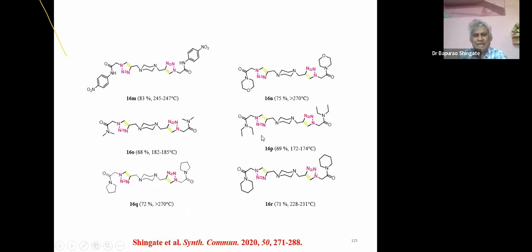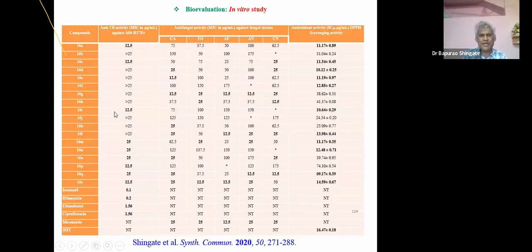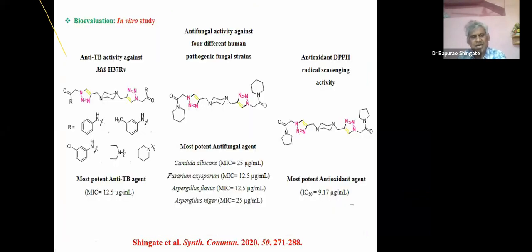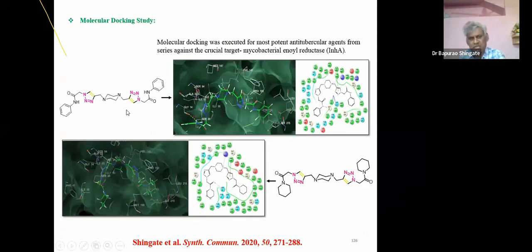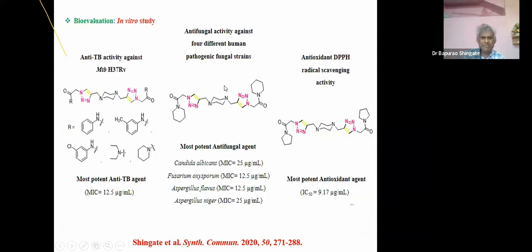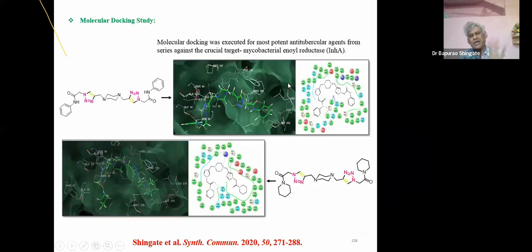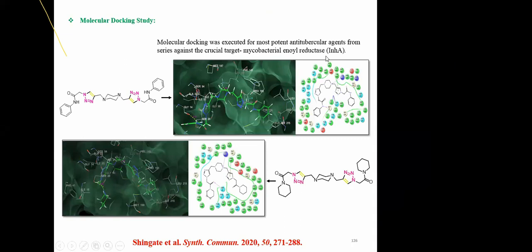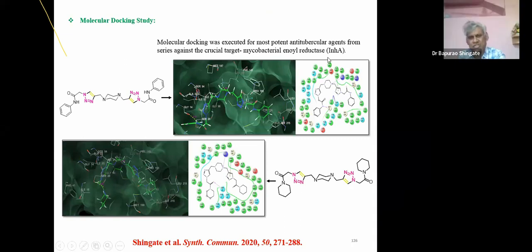and the click reaction led to the dimeric triazoles, and these are the structures of dimeric triazoles, screened for their anti-tubercular activity, antifungal activity, as well as antioxidant activity. And the bold figures show excellent tubercular activity, excellent fungal activity, as well as excellent antioxidant activity. And these are some of the most active compounds in terms of TB, in terms of fungal strain, in terms of antioxidant activity. And since the synthesized compounds are showing anti-tubercular activity, that's why we are docking against the InhA enzyme and showing better interactions.